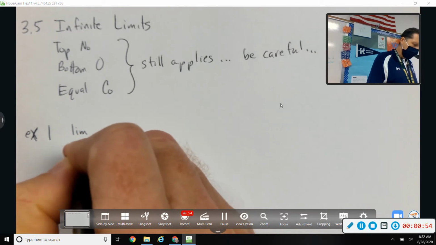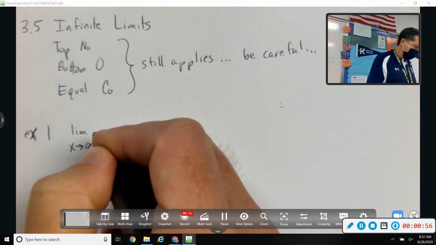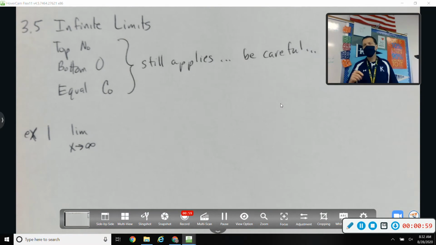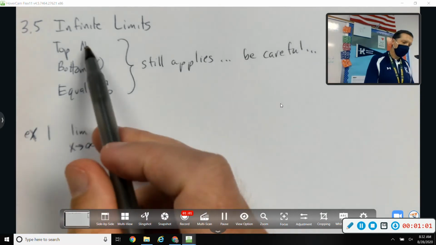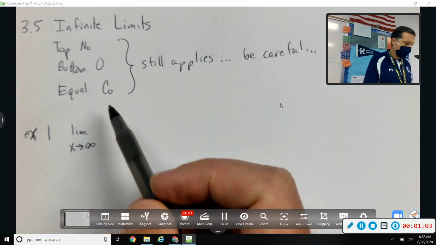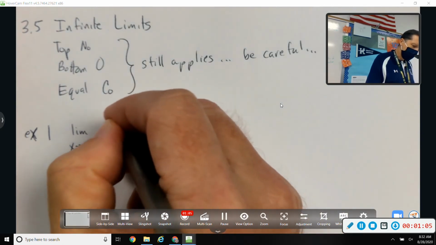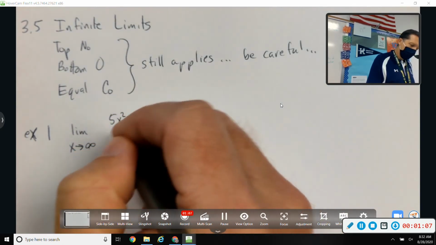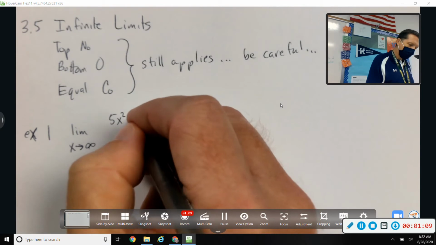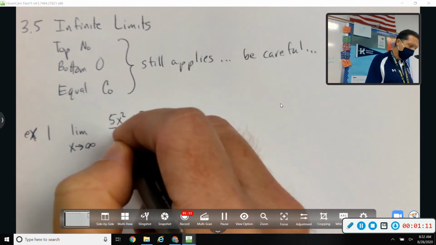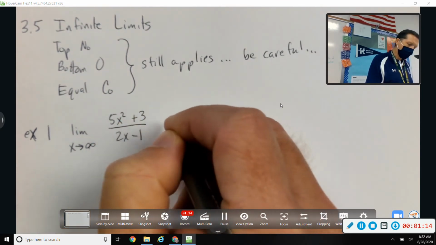Limit as x approaches infinity. And all of ours today are either infinity or negative infinity. So that means the top no, bottom O equal co stuff applies. So limit as x approaches infinity, 5x squared plus 3 over 2x minus 1.